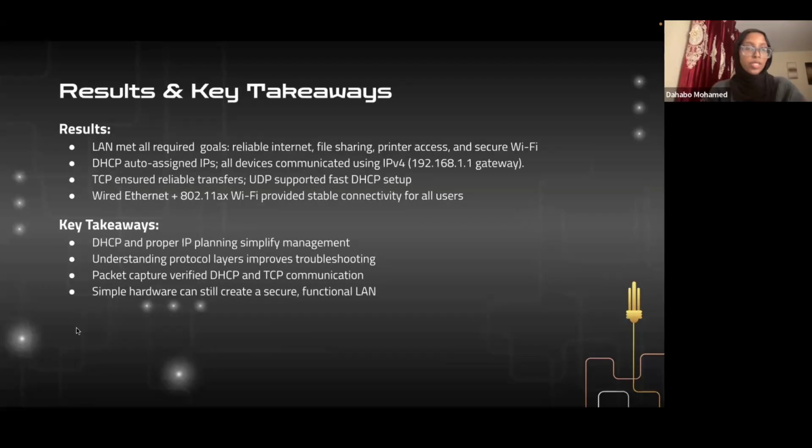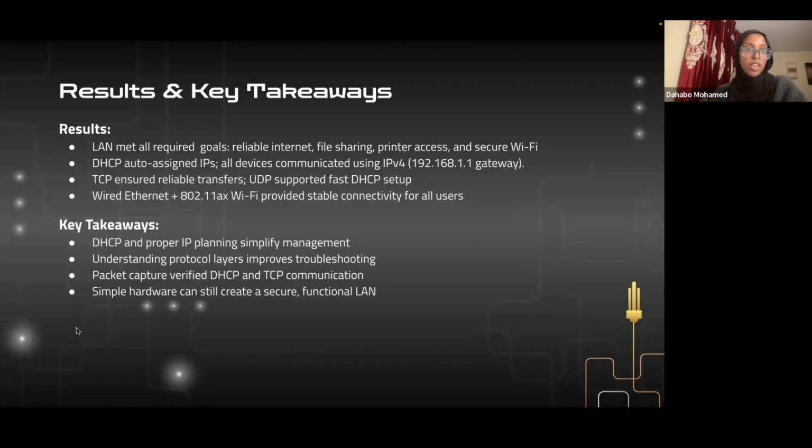So here are our results and key takeaways from building the small office local area network. Firstly, our design successfully met every requirement in this scenario. All 3 employees were able to connect to the network through either Ethernet or Wi-Fi, and DHCP automatically assigned IP addresses without any conflicts. We also confirmed that devices could share files, reach the printer, and access the internet using IPv4 with the router at 192.168.1.1 as the default gateway.